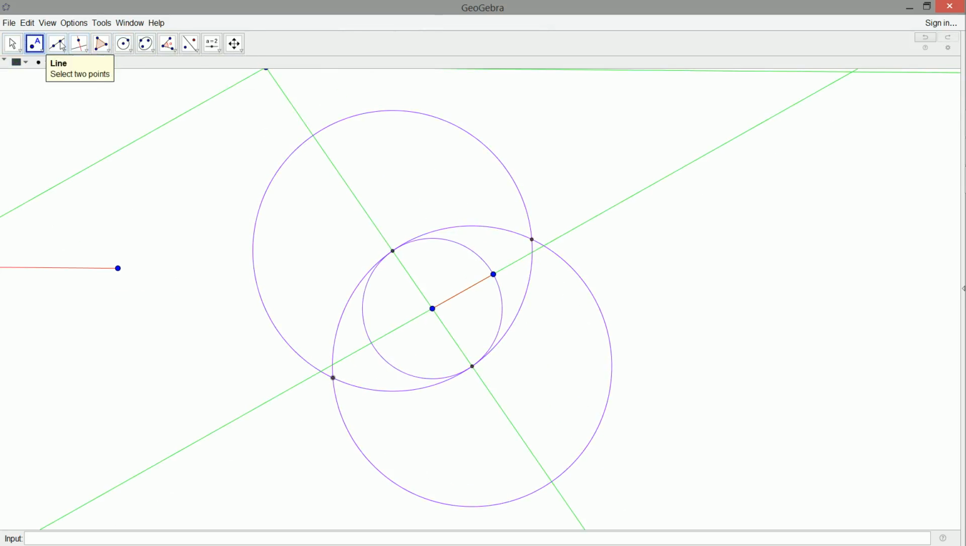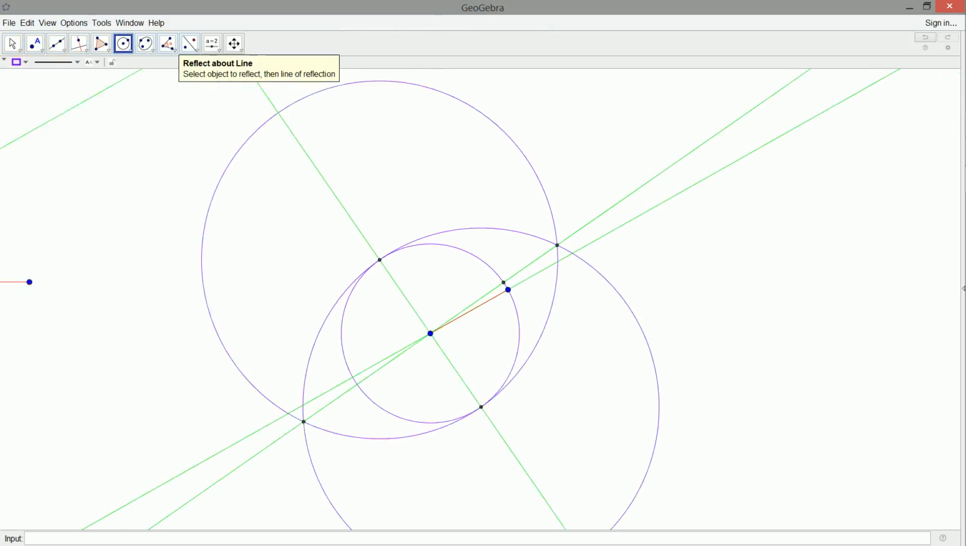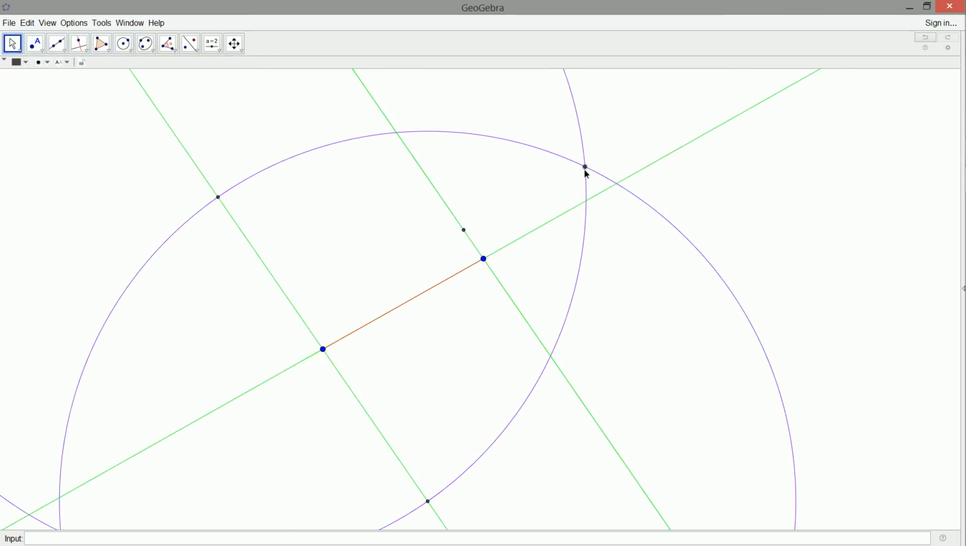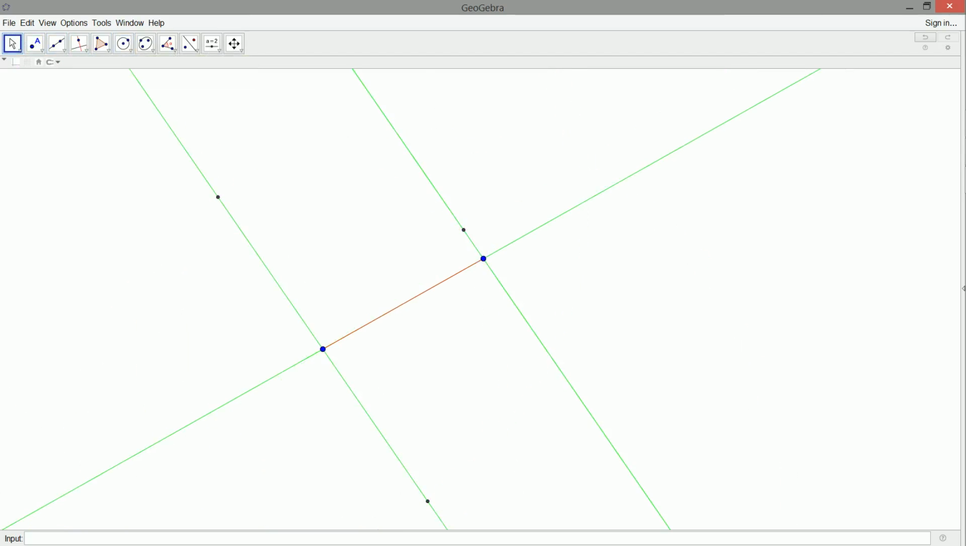Intersections. Perpendicular lines intersecting the circle we started with. We'll zoom in so we can see what's going on. And now connect up our chord. And we hide our work so the pictures are much clearer.